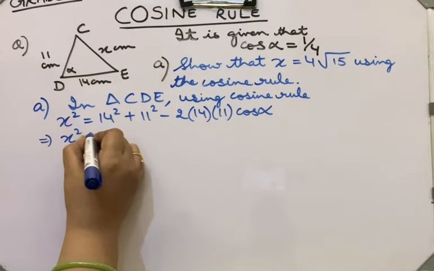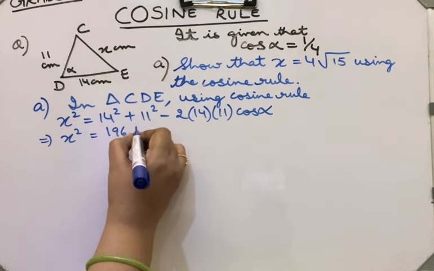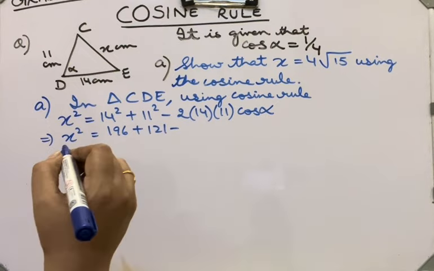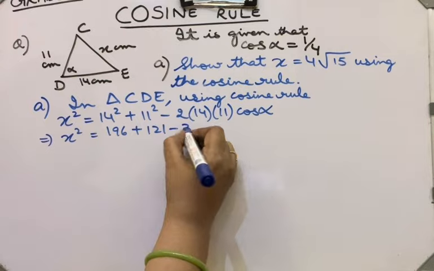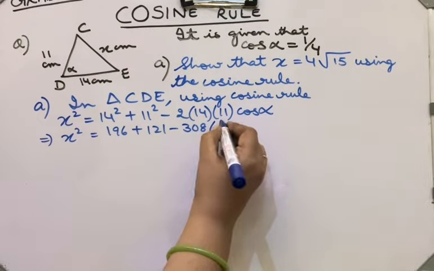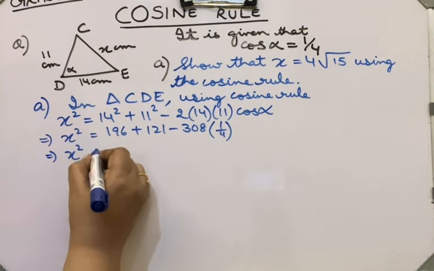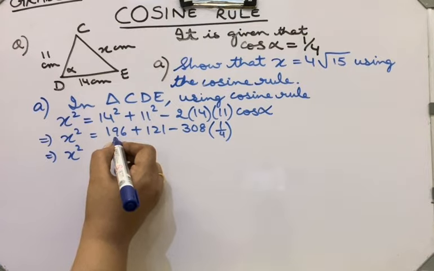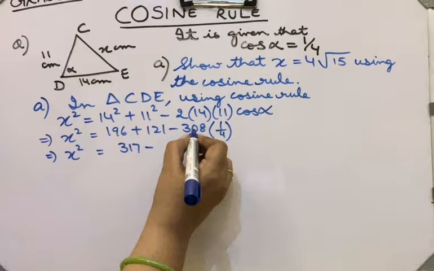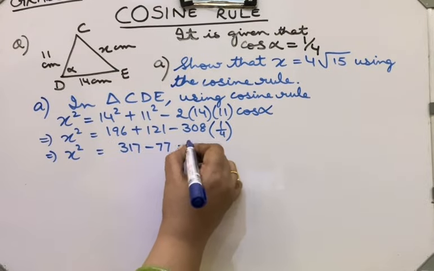Now then, x square is equal to, now we know that 14 square is 196 plus 11 square is 121 minus 2 multiplied by 14 multiplied by 11 is 308, and the value of cos alpha is given, 1 by 4. Simplifying, x square is equal to 196 plus 121 is 317 minus 308 divided by 4 is 77, and the value is 240.